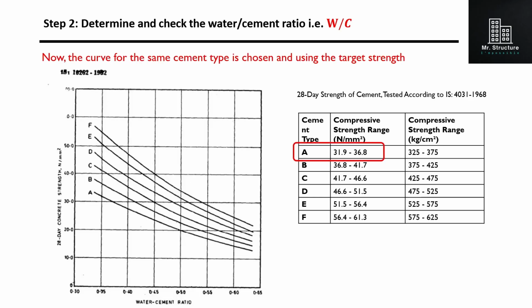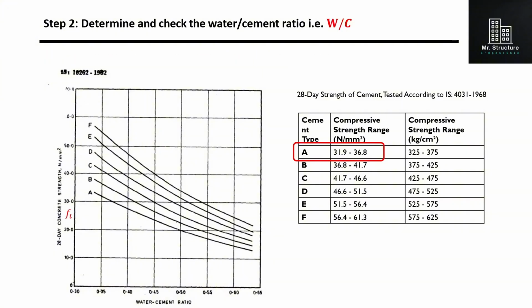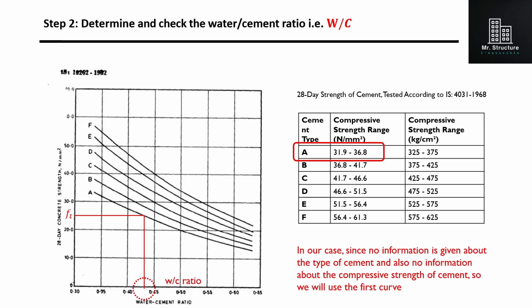Now the curve for the same cement type is chosen, and using the target strength, the water-cement ratio is found similar to the previous case. In our case, since no information is given about the type of cement and also no information about the compressive strength of cement, we will use the first curve and our first value, that is, water-cement ratio equal to 0.5.